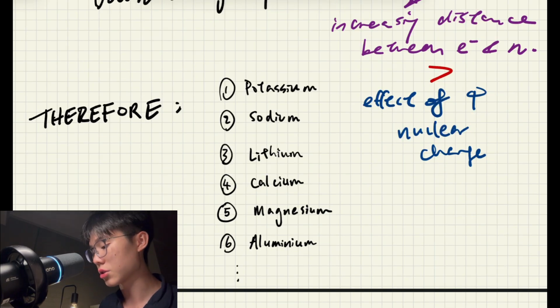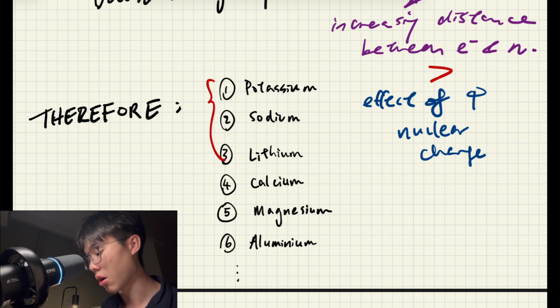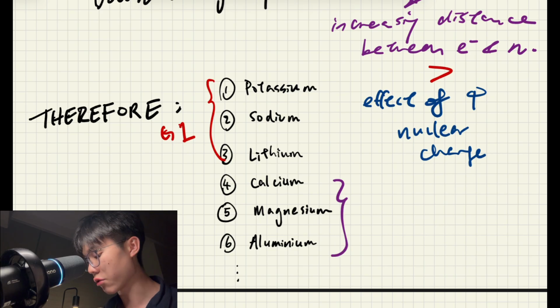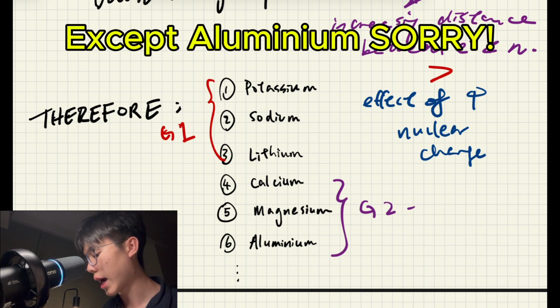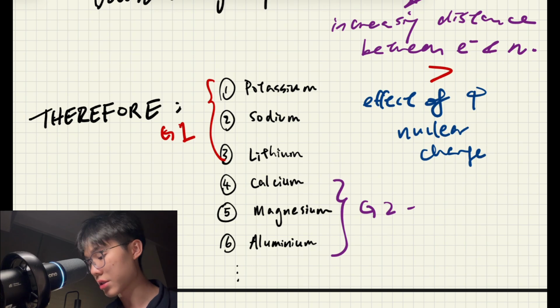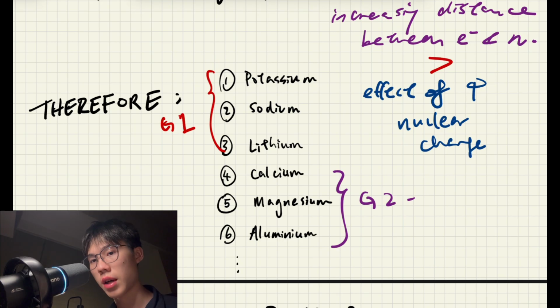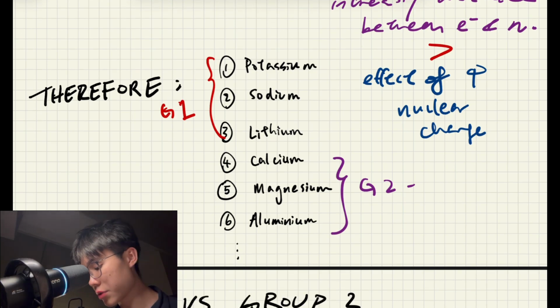As you can see from this copy of the reactivity series, the first three, potassium, sodium, lithium, are group 1, and the next three are group 2. Potassium is at the bottom of the group within these three elements, and sodium and lithium are at the top, because of the effect of shielding and the effect of increased distance outweighing the effect of the increase in nuclear charge. And the same applies for group 2.